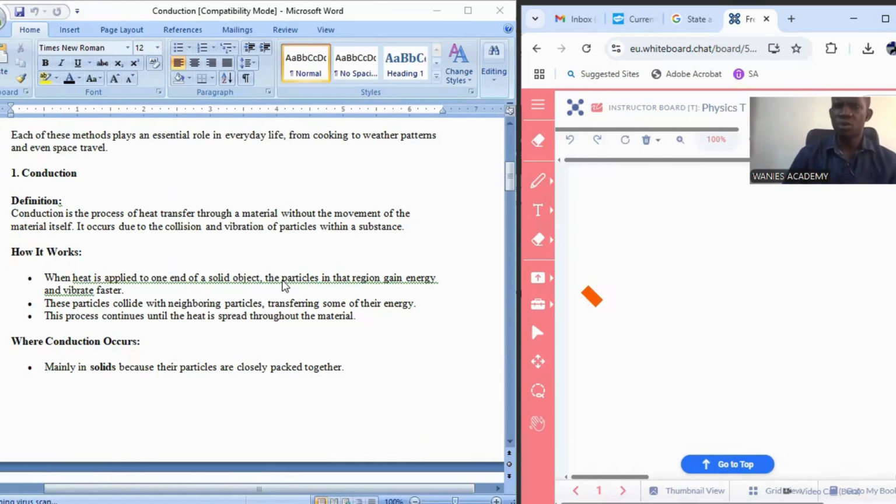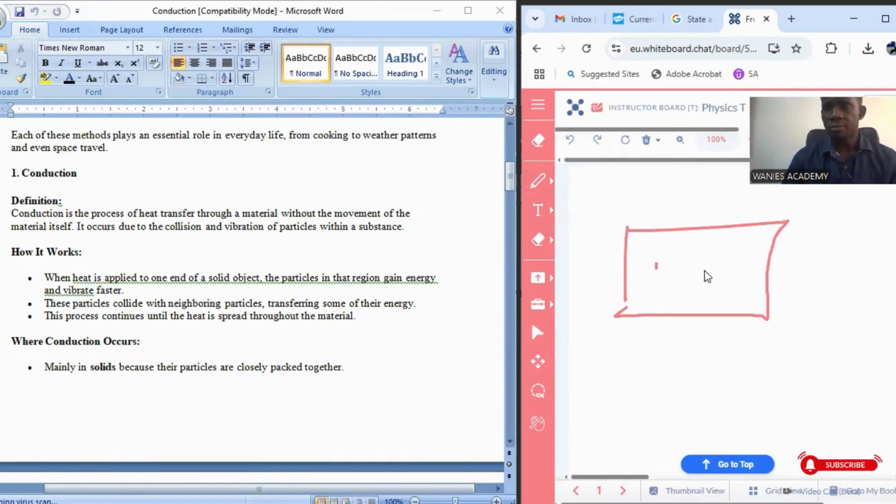When heat is applied to one end of a solid object, what happens? The particles in that region will gain energy and vibrate faster. So these particles now collide with neighboring particles. Let's say this is a solid. These are the particles. Now, when heat is applied, the particles are set in motion, and they begin to vibrate and begin to collide with one another.